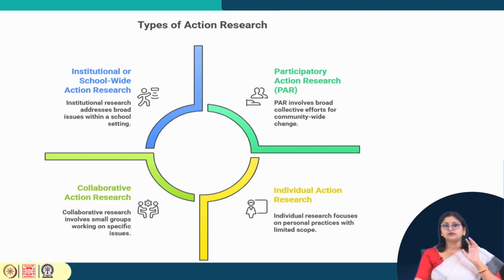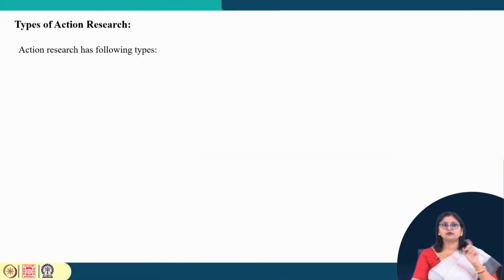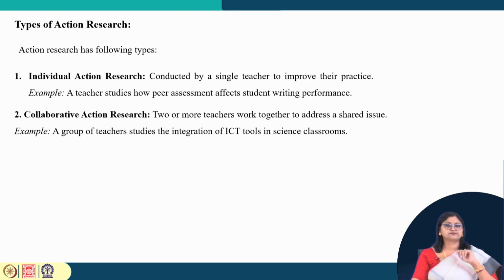This visual representation of the types of action research was again made with the help of Napkin AI, and there are 4 types of action research I have mentioned here: the institutional or school-wide action research, participatory action research, that is called PAR, then individual action research and the collaborative action research. We will go one by one on these 4 types of action research.